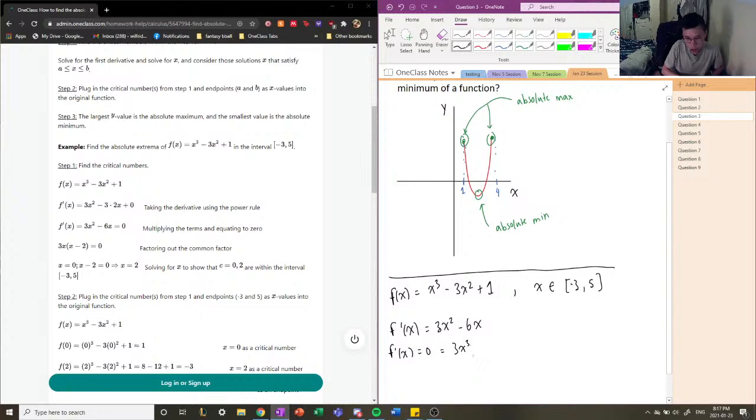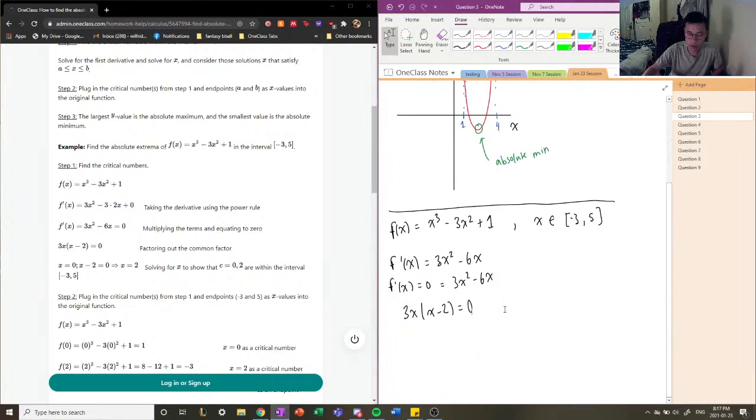So we have 3x^2 - 6x = 0, and we're going to find the critical points. We're going to factor out 3x here, and we have 3x(x - 2) = 0. We solve for the values of x that make it equal 0, and the two values of x that make this equation equal 0 are x = 0 and x = 2.